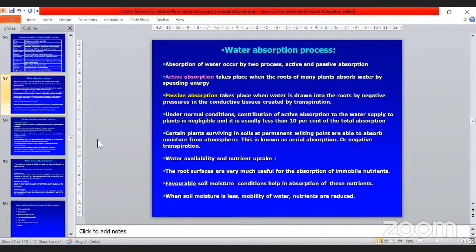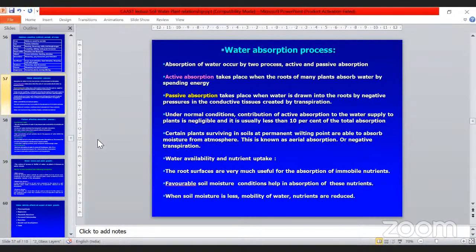Mostly the passive absorption occurs. Under normal conditions, the contribution of active absorption to the water supply of plants is very negligible, because if there is no transpiration there won't be much absorption of water. It is usually less than 10% of the total absorption. But certain plants surviving in soils at permanent wilting point are able to absorb moisture from the atmosphere. This is known as aerial absorption or negative transpiration. Generally the xerophytes can absorb water that is held very tightly by the soil particles and is difficult to extract, which is possible with xerophytes only. Even with moisture from the air, they complete their life cycle. So this is called negative transpiration: without any transpiration, water is absorbed from the stomata into the leaf system.